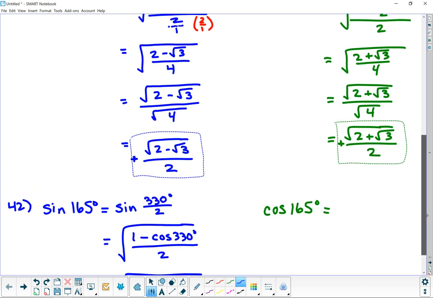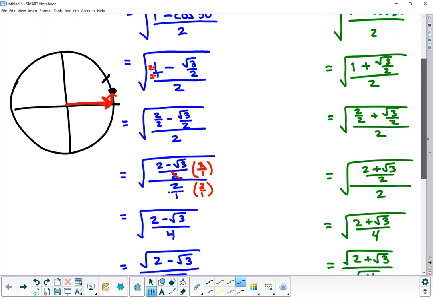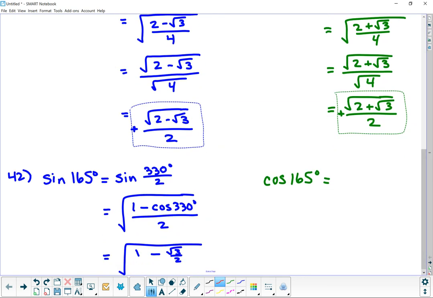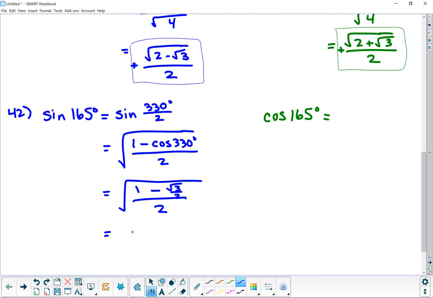Okay. So you know what? If you're looking at all of this, that looks exactly like what we did earlier. Right here. If I remove the 2's, it looks exactly the same. It's 1 minus radical 3 over 2. And that's what we have. 1 minus radical 3 over 2 over 2. So it all works out pretty much the same. Right? So I can just say, you know what? I know the answer. It's going to end up being radical 2 minus radical 3 over 2. Right? And the sine of 165 degrees.